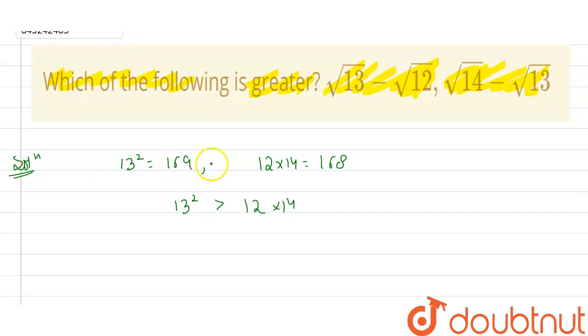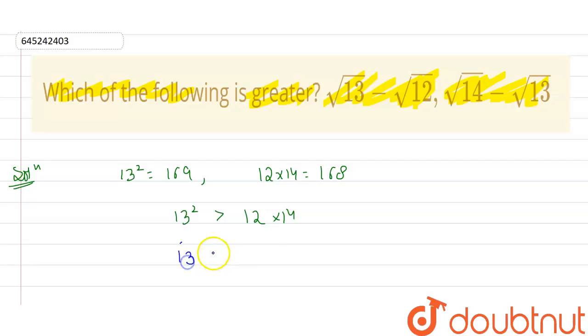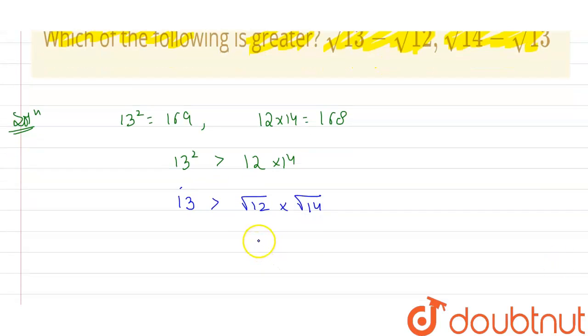After this, if I put a square root on both sides, this will become 13 greater than under root of 12 into under root of 14. We'll go step by step. Now I can multiply 2 to both sides, so 2 into 13 is greater than 2 into root of 12 into root of 14.